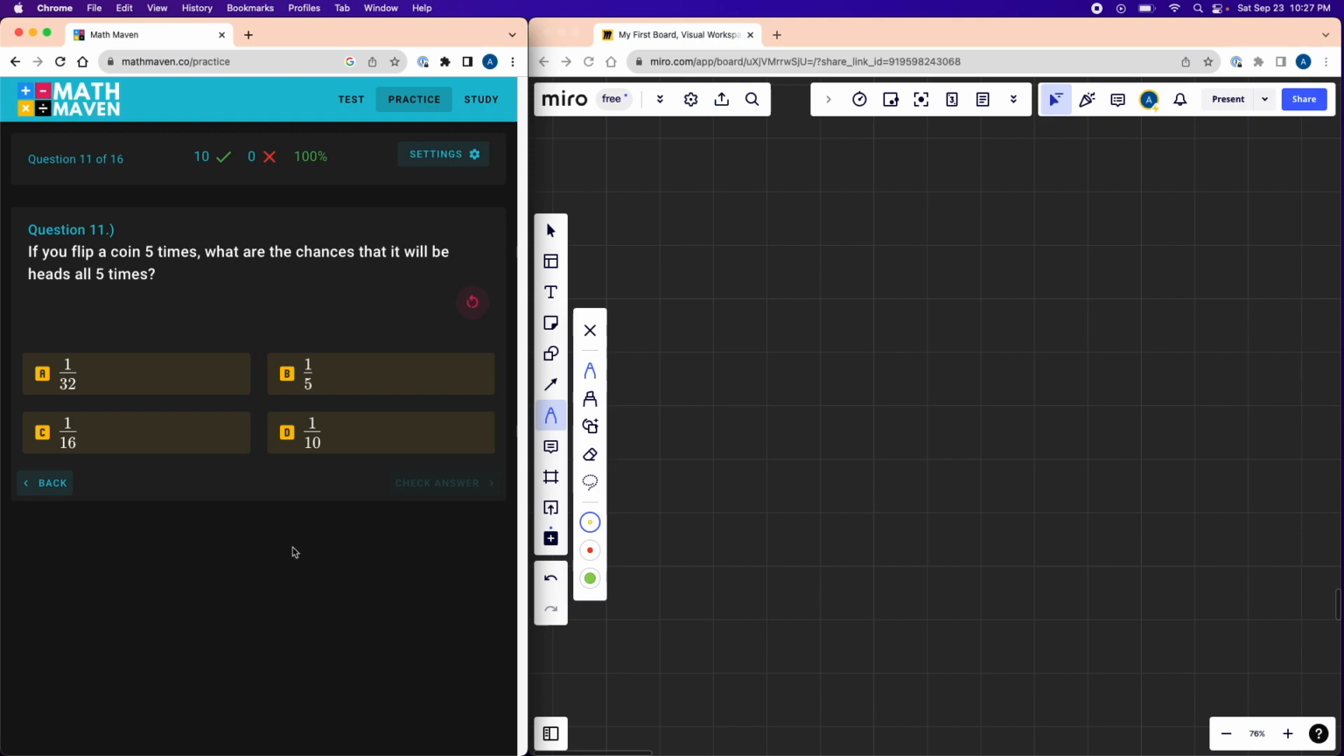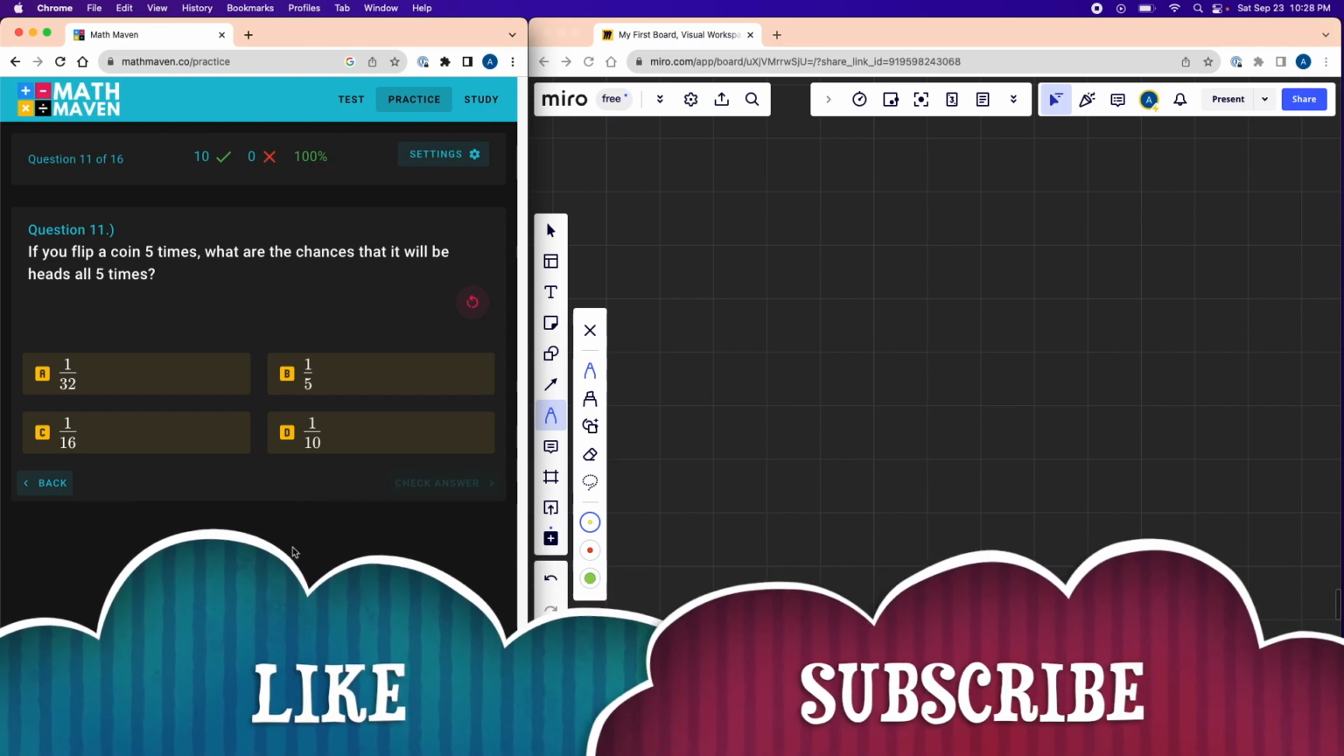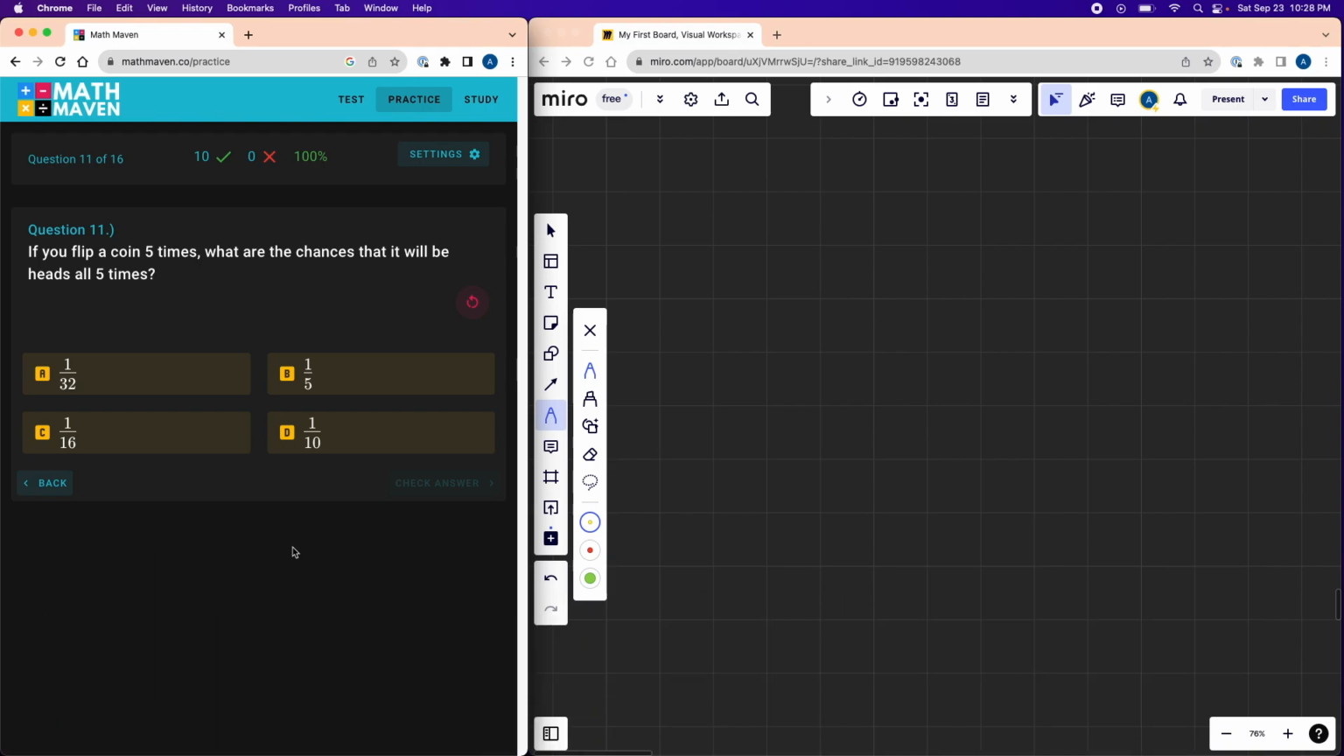All right. If you flip a coin 5 times, what are the chances that it will be heads all 5 times? All right. If you flip a coin 5 times, what are the odds, or what is the probability that it is going to be heads all 5 of those times? All right, press pause and try this one out on your own. All right, let's work through this one together here.